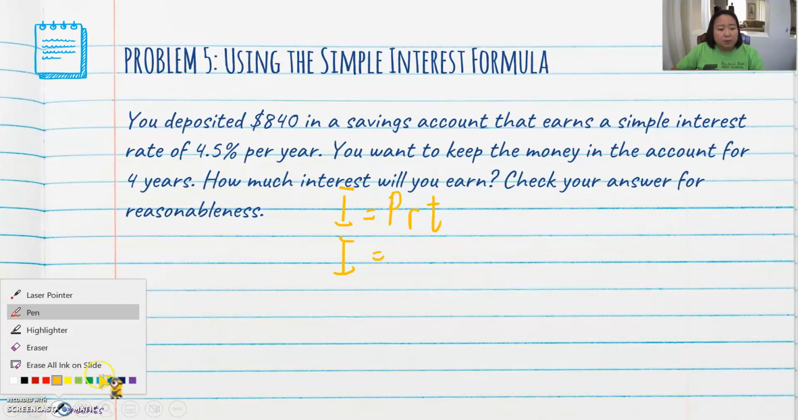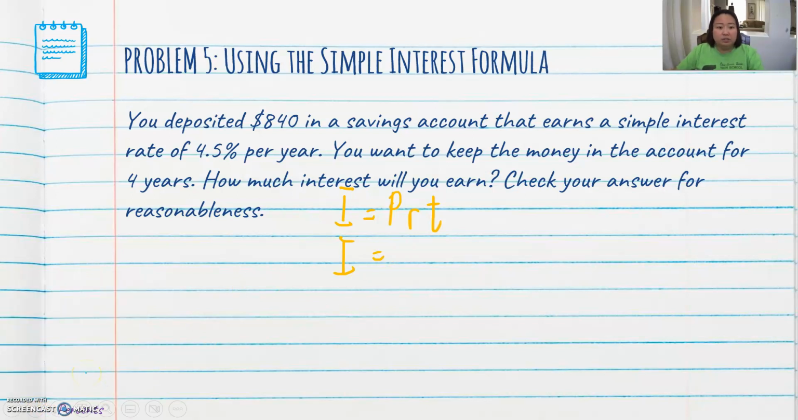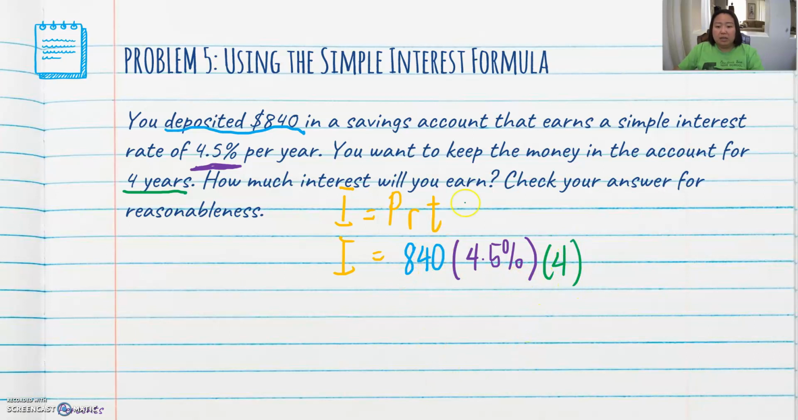Remember, principal is always the amount borrowed or deposited. In this case, we had a deposit, and that is $840. So that's going to be 840 times R, which is always the value with the percent sign, so this is our R, 4.5%. Put it there as 4.5%, and the time should always be in years. According to this, the money needs to stay in the account for 4 years, so times 4. So P times R times T.